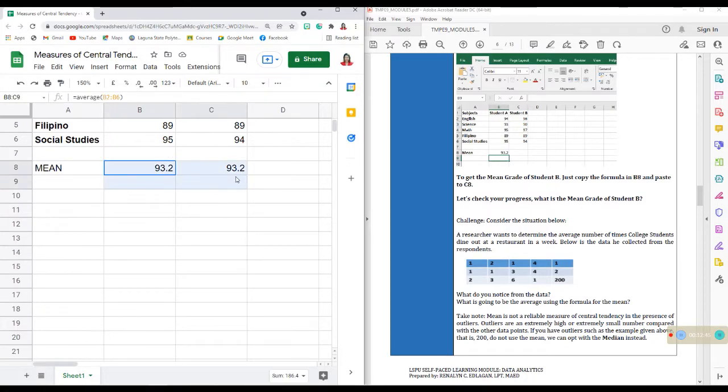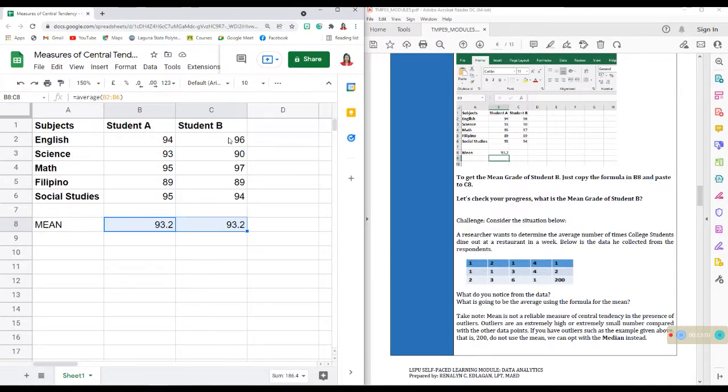Actually, the answer here will be determined pagdating pa natin sa module number 7. Tandaan nyo tong example na to kasi mahalaga to. Malalaman nyo kung sino yung ma-honor kay student A at student B pagdating na module number 7. Okay, so stay tuned for that.